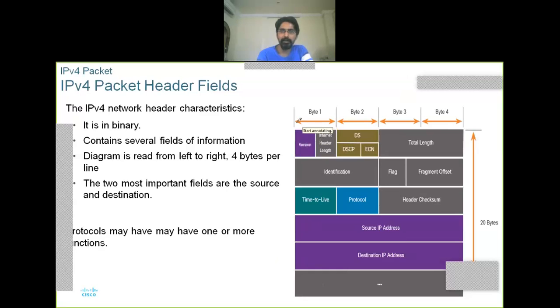From left to right, you have to study. The first one is the version number. It indicates IPv4 or IPv6, and the internet header length. Followed by two fields, DSCP and ECN, which are error control and some special fields. Then the total length field, identification, flags, fragment offset, followed by time to live, protocol, and header checksum.